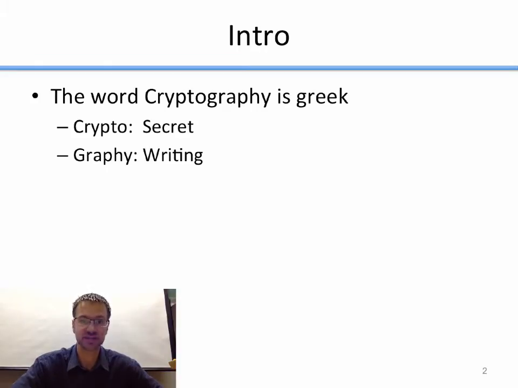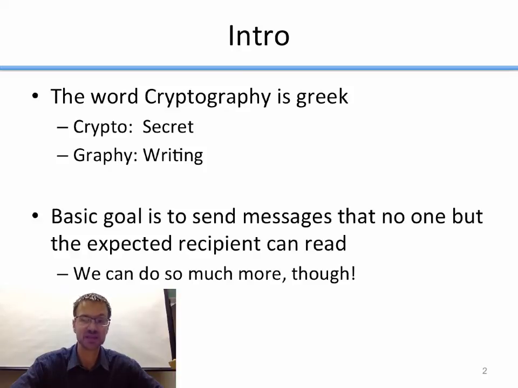So the word cryptography is Greek, and crypto means secret, and graphy means writing in Greek. And so cryptography is the art of secret writing. The basic goal is to send messages that no one but the expected recipient can read. But we can do more than that. The idea that I can send a message that only the recipient can read means that I would get confidentiality. If I receive a message from someone and I can guarantee that it actually came from them and it hasn't been modified, then that's integrity. Both of those are things that we can get from cryptography. But for this lecture, we're just going to use the simple model that we're trying to send messages that only the expected recipient can read.